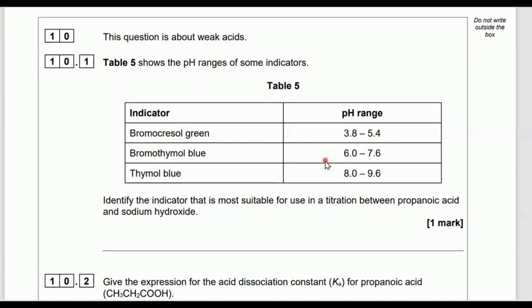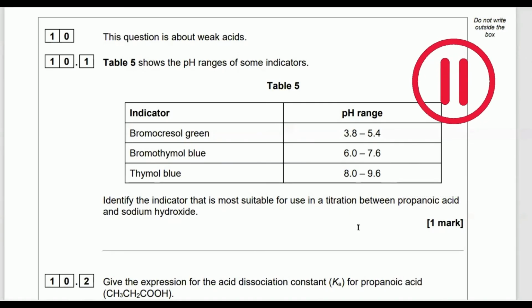So bromocresol green has a pH range of 3.8 to 5.4. That means it changes color within that pH. Bromothymol blue 6 to 7.6 and thymol blue 8 to 9.6. Identify the indicator that would be most suitable for a titration between propanoic acid and sodium hydroxide. Pause the video, have a go.